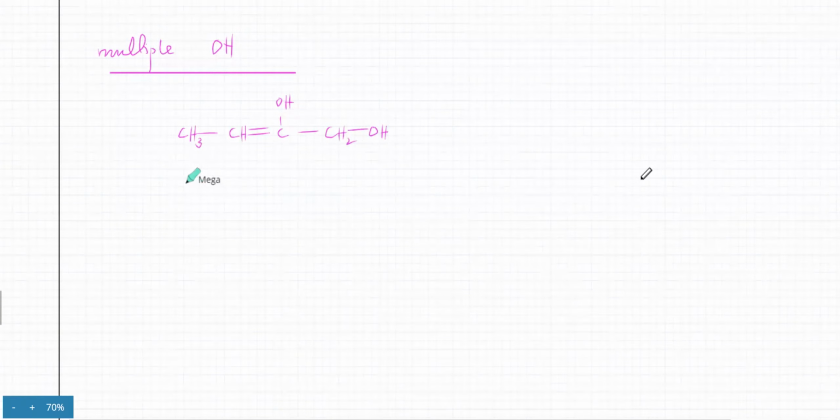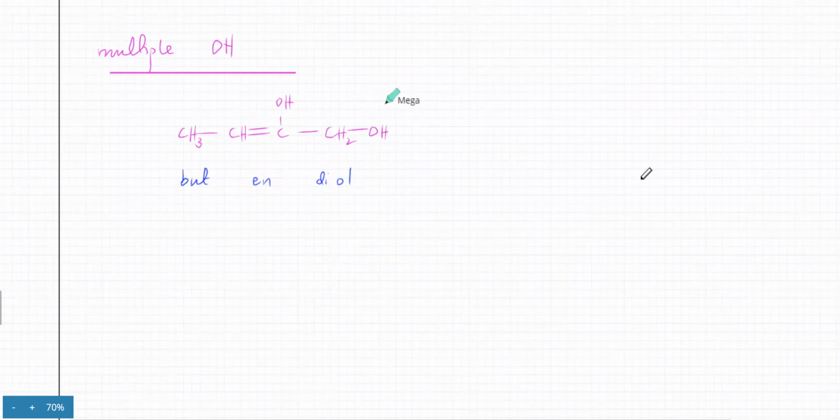First thing, prefix. What's the prefix? Number of carbon atoms. Bute. Okay, so this is bute, and it's obviously an alcohol, so ol. And would it be AN or EN in the middle? EN. Okay, now tell me, since how many OHs do you have? 2. So it's a diol.